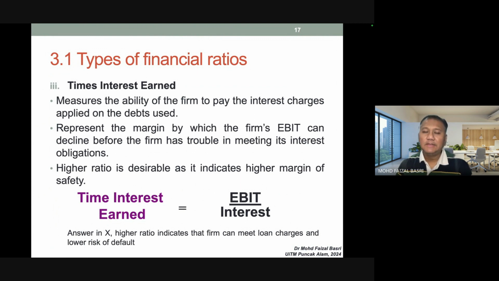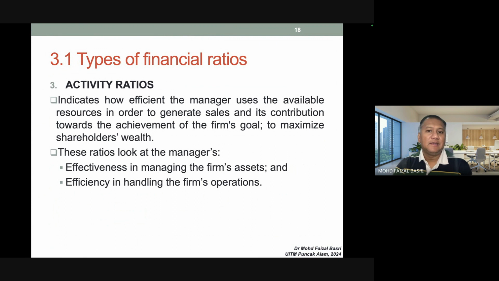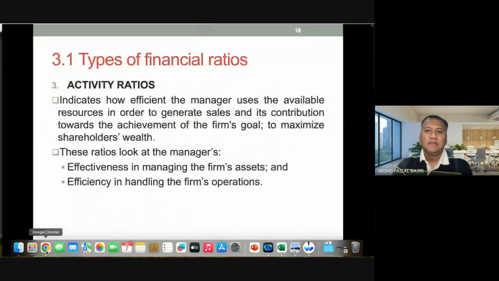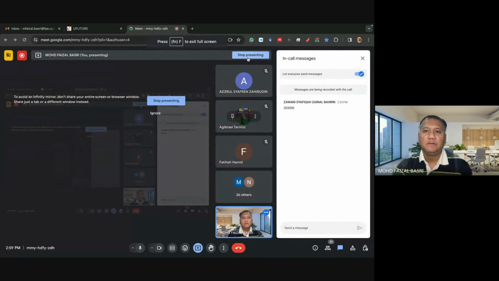Okay, ada 3 lagi. So before we move on dengan kategori yang ketiga, let's take a short break. Okay, kita rest lah kejap before we move on with the third category of ratio. Okay, we take 5 lah.